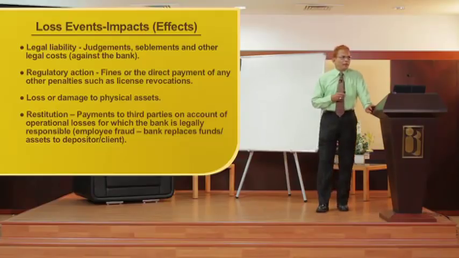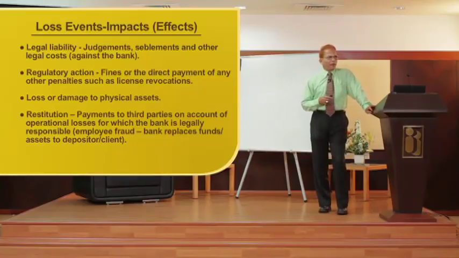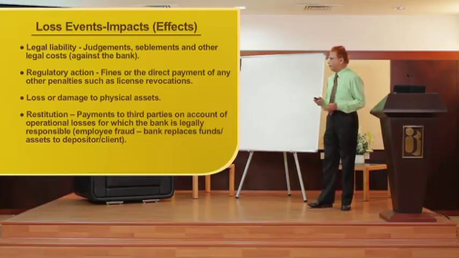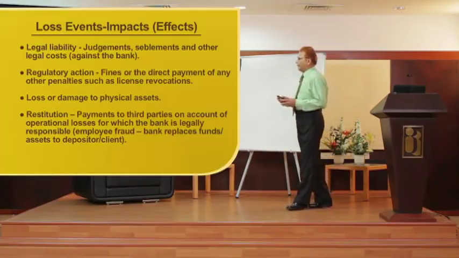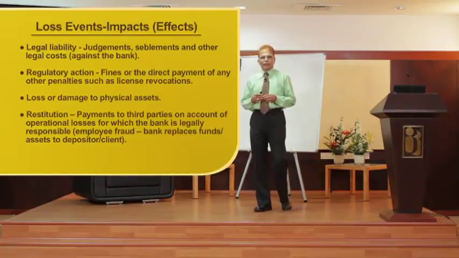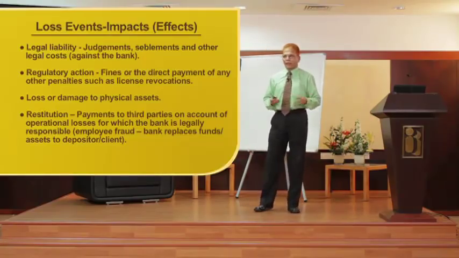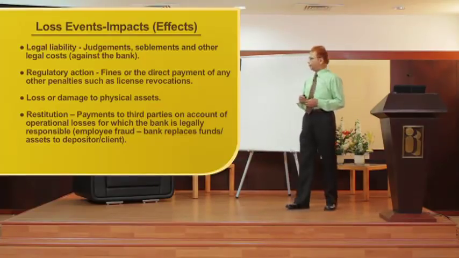Loss of or damage to physical assets is a direct loss to the bank. Restitution is basically a payment to third parties on account of operational losses for which the bank was legally responsible. This basically happens in case of fraud, employee fraud, and the bank has to replace funds in the customer's accounts in the first place. So it amounts to an operational risk loss.